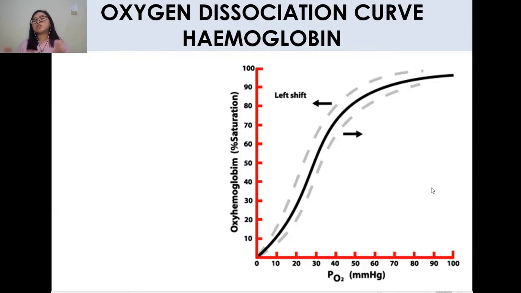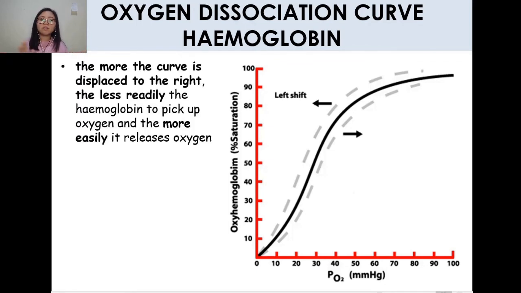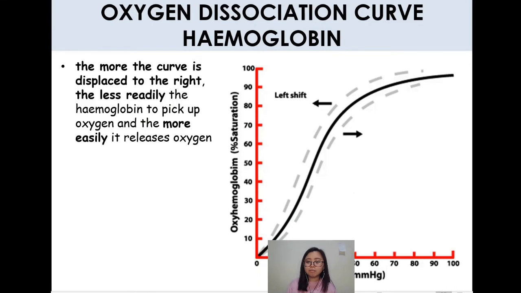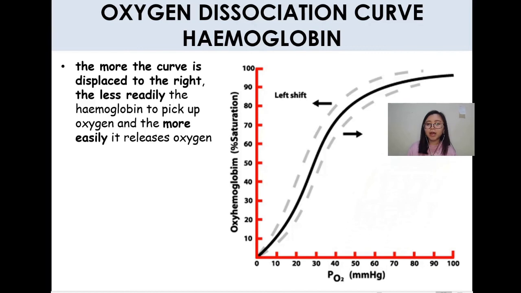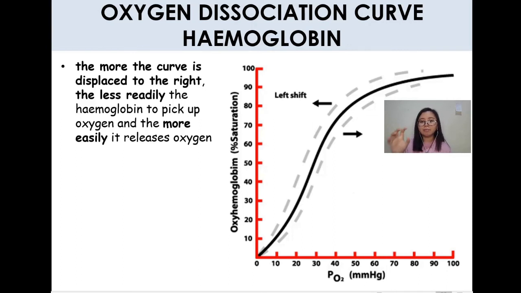The curve can be shifted to the left or to the right, depending on the circumstances. The more the curve is displaced to the right, the less readily the hemoglobin pick up oxygen and more easily it releases oxygen. So kalau kamu tengok gambar ini, kalau dari ODC yang normal ini kita boleh shift dia sebelah kanan. If you shift it more to the right, that means the hemoglobin lebih murah hati. Hemoglobin kamu akan lambat ambil oksigen dan murah hati untuk lepaskan oksigen.